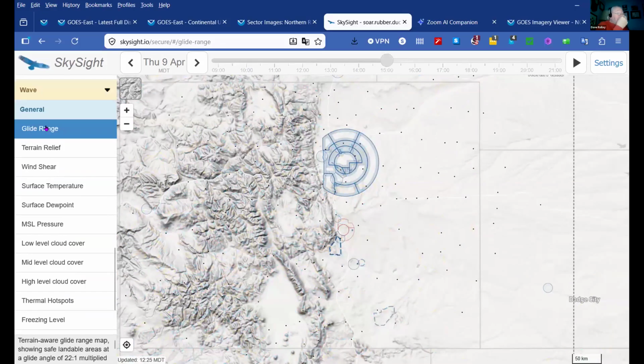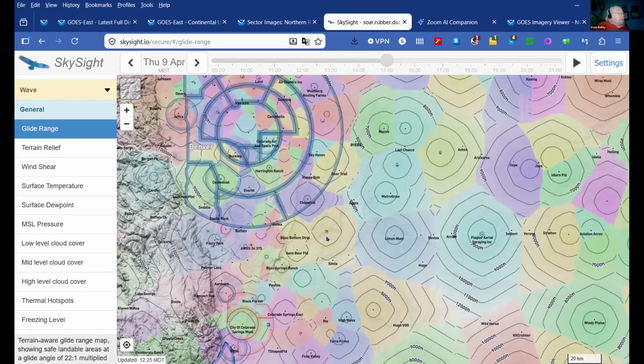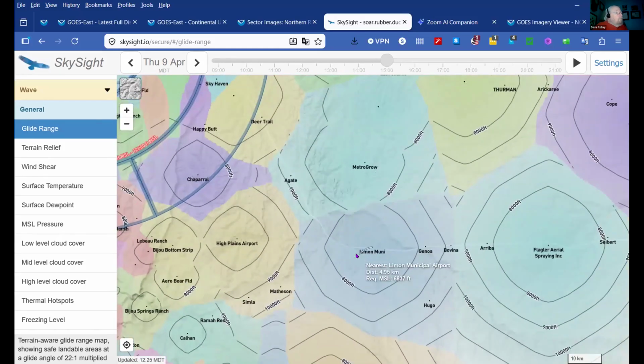SkySight has added a glide range forecast tool. It's going to take a few seconds. I'm going to zoom in some and maybe it'll come in a little faster. Notice that I'm going to zoom in a little more just to make it more obvious. It's giving us range rings and potential routings to get from this location to, in this case, the Lyman Municipal Airport. And it's saying right here that the required altitude is 9,029 feet.